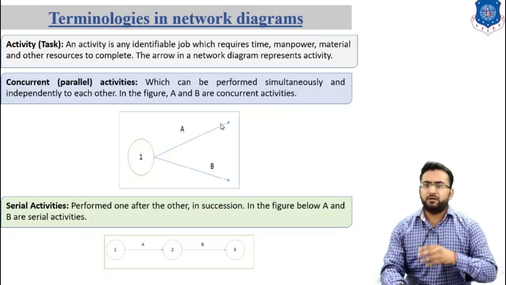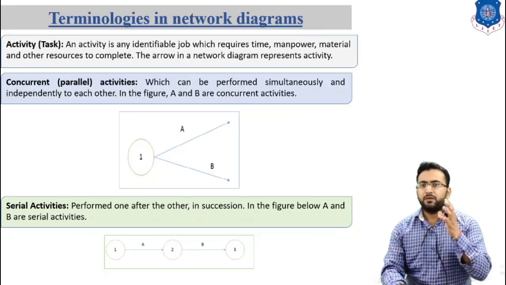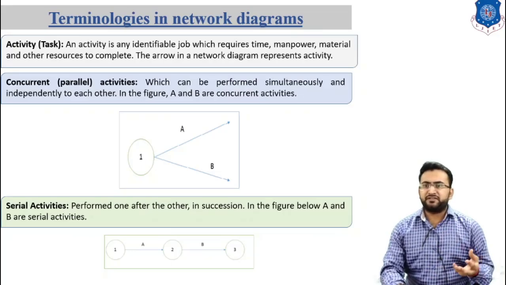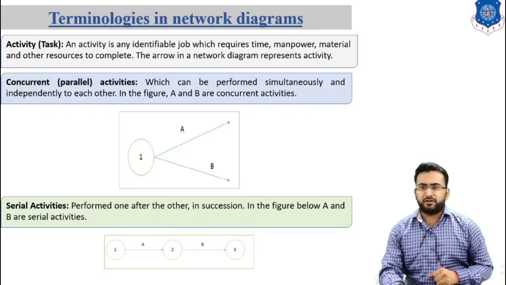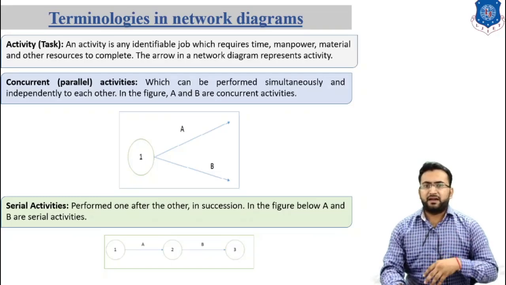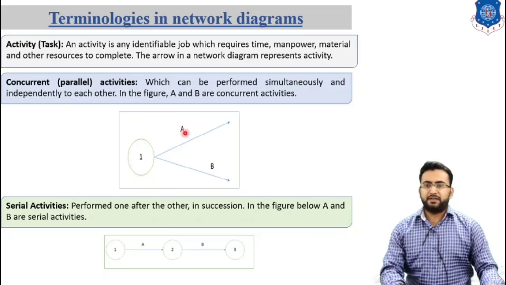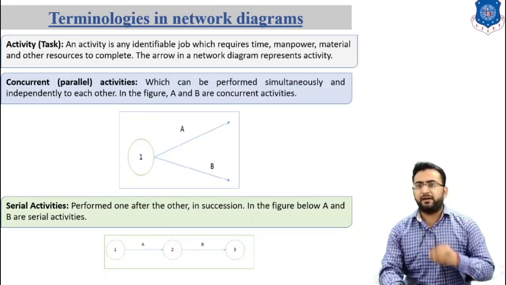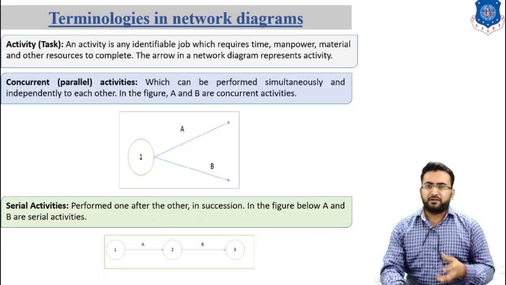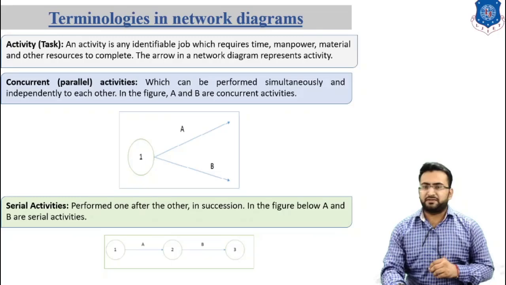Now let's talk about parallel activity, which can be performed simultaneously and independently of each other. In the figure, A and B are concurrent activities, or parallel activities. Activity A and activity B start from this point and both are concurrent or parallel. So any activities which can be performed simultaneously and independently of each other are known as concurrent or parallel activities.